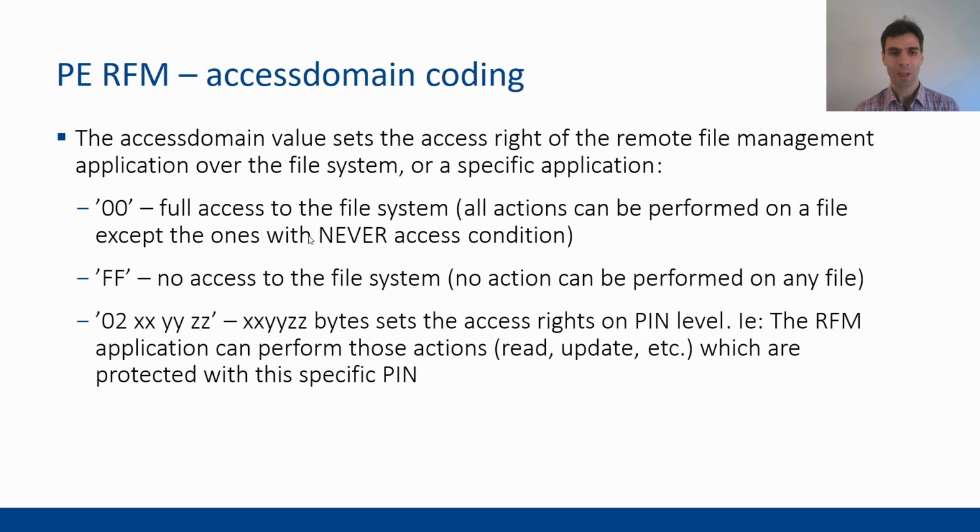FF indicates no access to the file system, which means no action can be performed on any file. And finally, when there are concrete values, 0, 2, and so on, then the XX YYZZ bytes set the access rights on pin level. It means the RFM application can perform those actions, like read, update, and so on, which are protected with this specific pin.